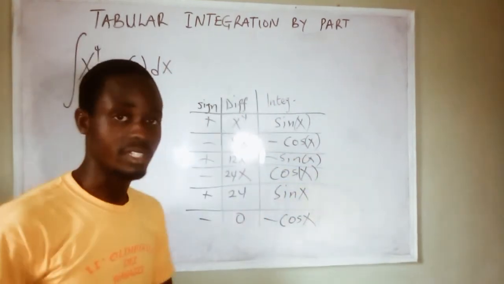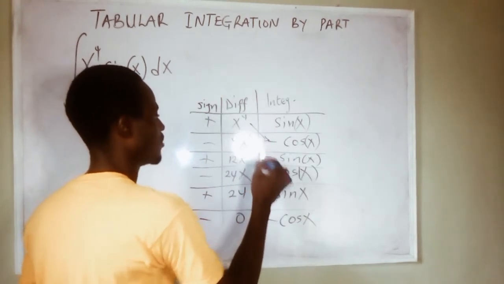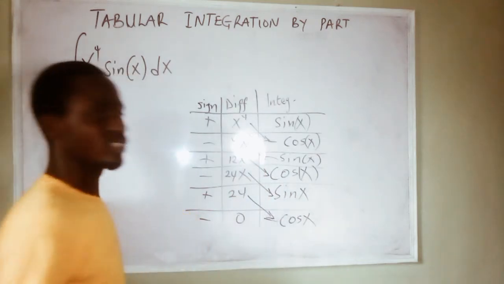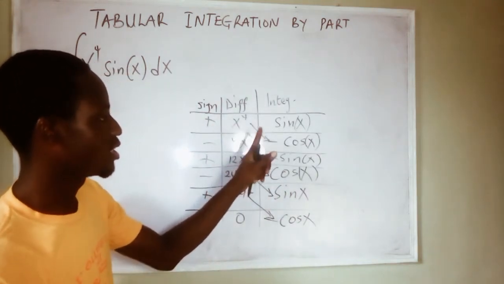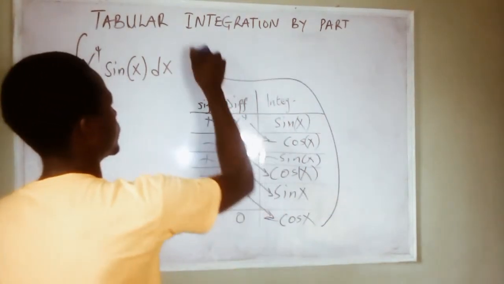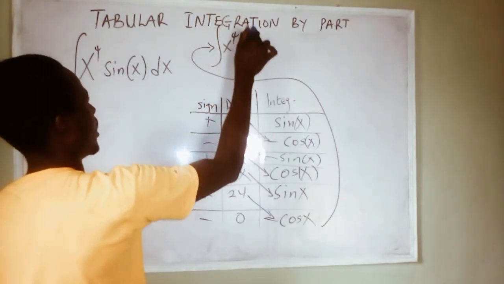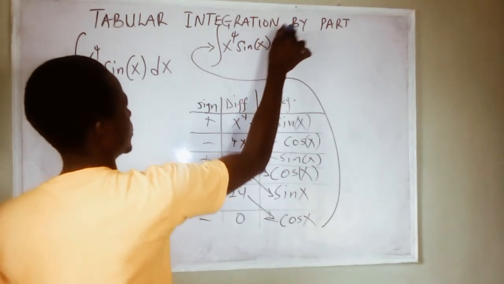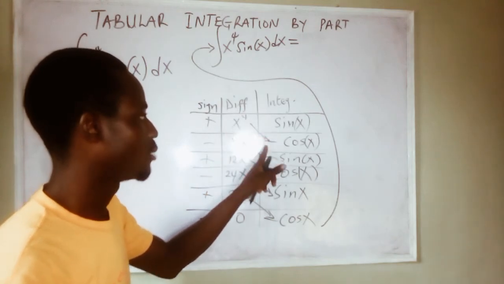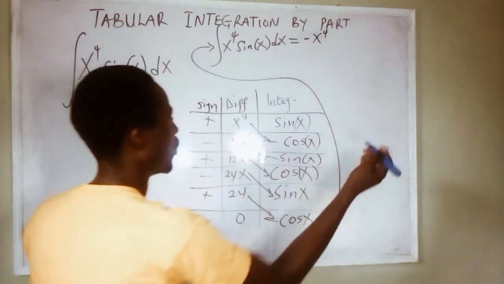So what's next after this? So then I go along with the multiplication. So then I have this, I have this, I have this, and lastly this. Which means the sign multiplies this. So I will write the integral of x raised to the power 4 sine x dx will now be equal to positive x raised to the power 4 times negative cos x, which is going to give me minus x raised to the power 4 cos x.